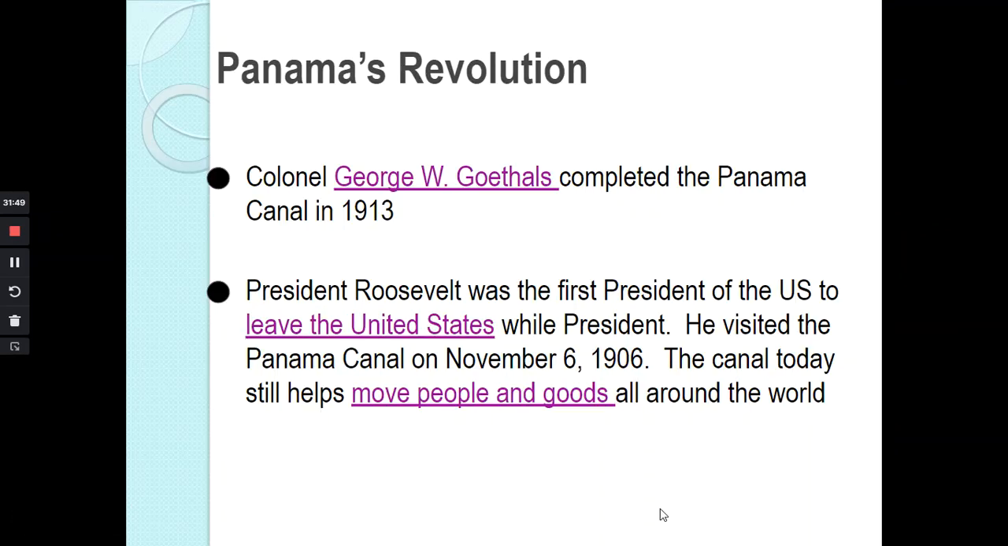And so we start in 1903, and it's not completed for another 10 years, in 1913. Roosevelt is going to be the first president to leave the United States while president. So he's the first one to go abroad. Of course, this is way before Air Force One. I mean, airplanes were just invented in 1903, so definitely he didn't have planes to get places. And so he takes boats, and he's the first president to leave the United States while being president.